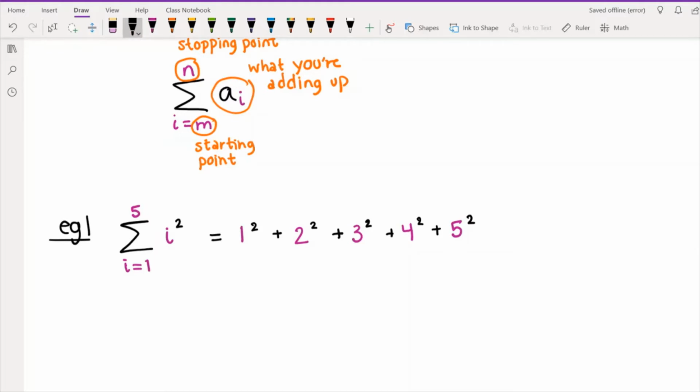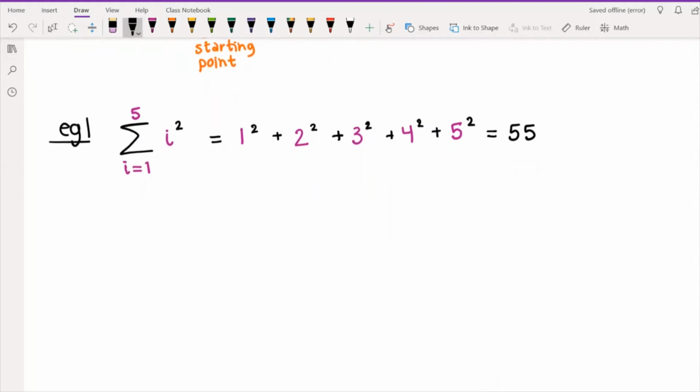So wherever you see the I appearing in this part, that's what you're plugging numbers into. And then you're looking at the bottom and the top to tell you what is the first thing you plug in and what is the last thing you plug in. And so if you add all these numbers up, if I did my math right, I think it adds up to 55. So the way you would read this out loud is you would say the sum from 1 to 5 of I squared is 55.